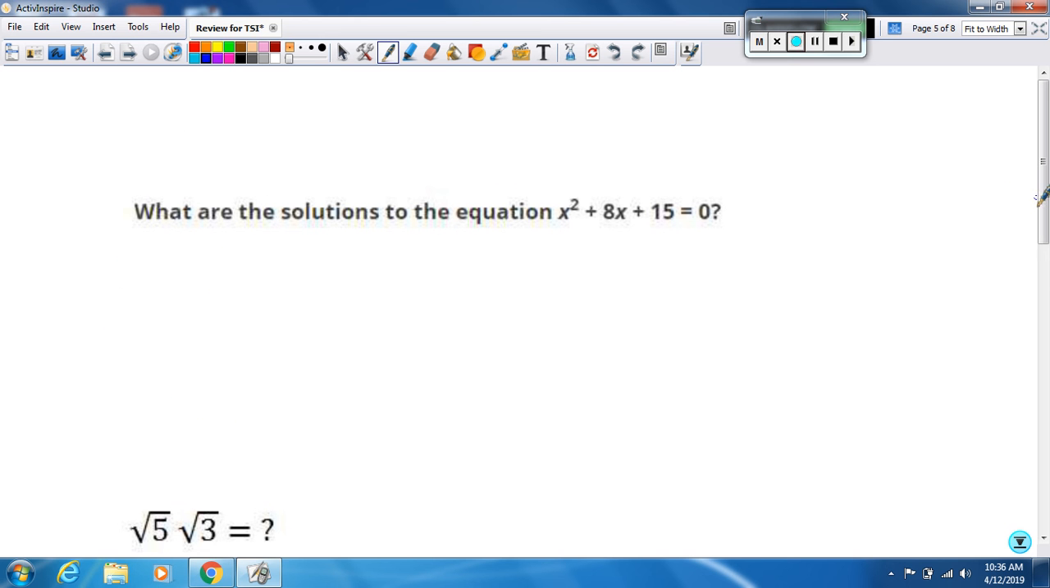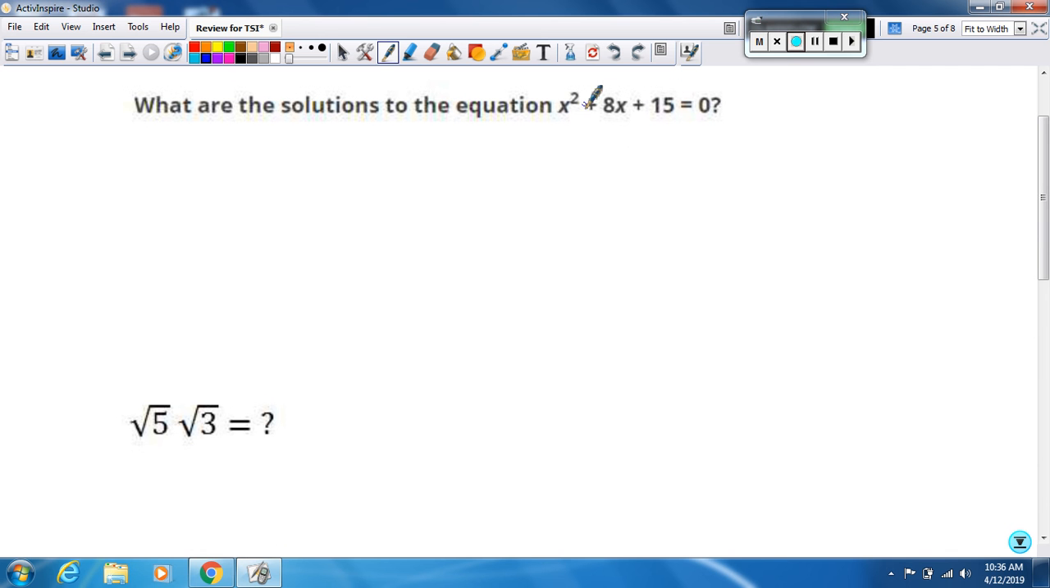What are the solutions to the equation x squared plus 8x plus 15 equals 0? I have to factor this, so I'm going to make 2 sets of parentheses equaling 0. I have 2 x's, so I don't want to split them up evenly. Everything here is positive, so everything's going to stay positive for my signs in my parentheses. And then I want to work backwards. The factors of 15, that when I add them equal 8.